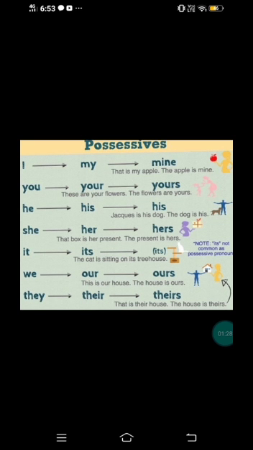Next, first person plural is we, our, ours. This is our house. The house is ours. They, their, theirs. That is their house. The house is theirs. So we are saying that the house is theirs. Instead of using the person's name, we are replacing the noun with the pronoun theirs. So here, mine, yours, his, hers, its, ours, theirs are our possessive pronouns.